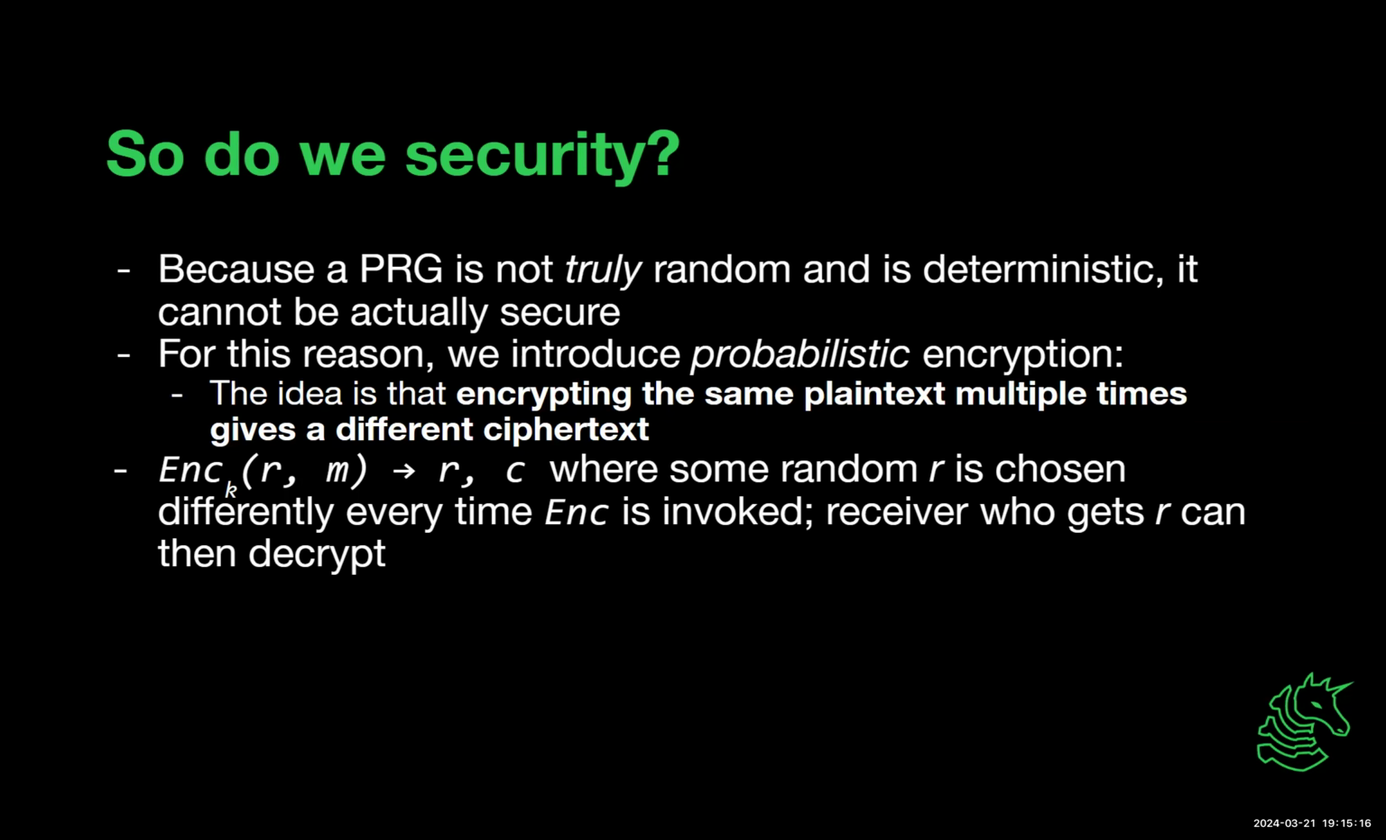So some random R is chosen differently every time we call encryption on the key. The receiver who gets R as a result of this, of course, we can't give R out to just anybody. It has to be the receiver. The receiver who gets R can then decrypt it, and then what they have to do is immediately drop R. We're going to get to why in a little bit.